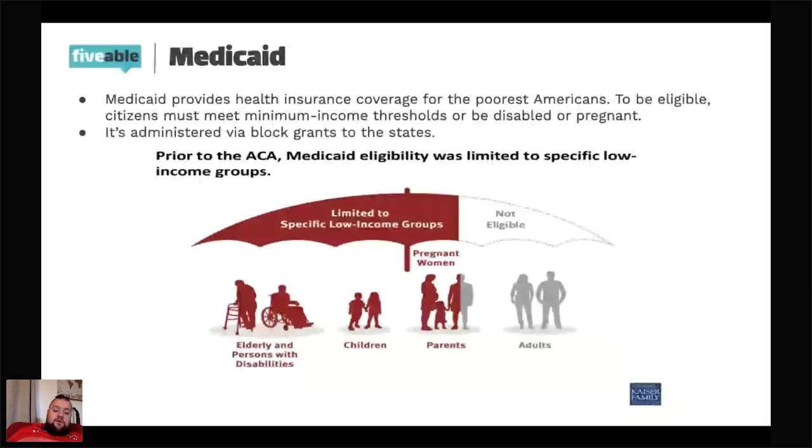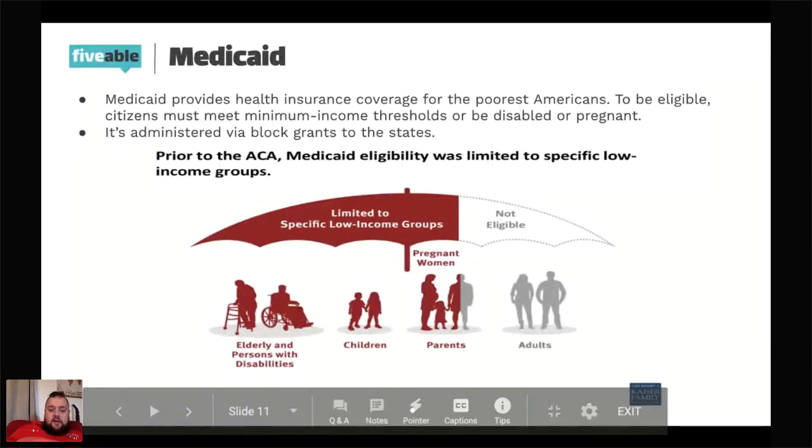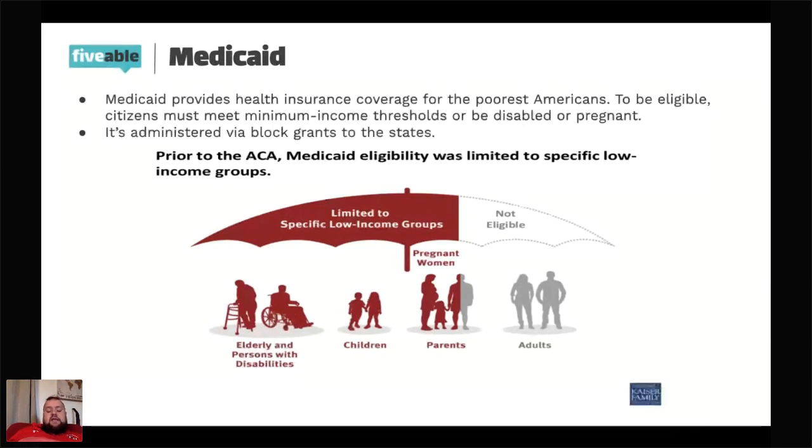Same thing if you're born with a disability: you automatically can get Medicaid insurance. But generally, Medicaid is for people who are below a certain income level. It changes, but a quick Google search would tell you what the current income level is. It's pretty low. And the way that this is administered is via block grants to the states. So probably you've done federalism at this point. What the federal government does is give large block grants of money to the states for Medicaid, and each state has its own Medicaid program.